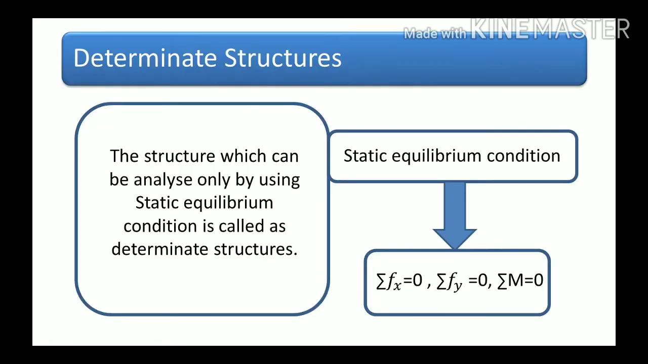Now, the definition of determinate structure: the structure which can be analyzed only by using static equilibrium conditions is called a determinate structure. Now, which are these static equilibrium conditions? That is sigma Fx equal to 0, sigma Fy equal to 0 and sigma M equal to 0. It means if any structure can be analyzed only by using these three conditions, then that structure is called a determinate structure.